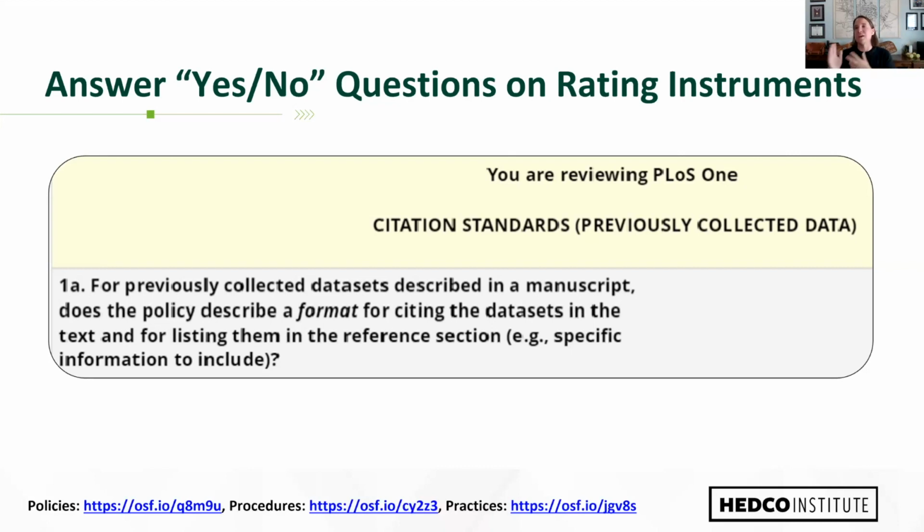Did the submission system contain this, yes or no? Did the article template contain this, yes or no? And then based on your yes or no questions, there's display logic for follow-up questions. And when you're done answering all the questions for a given standard, it tells you whether a journal is level 0, level 1, level 2, level 3.